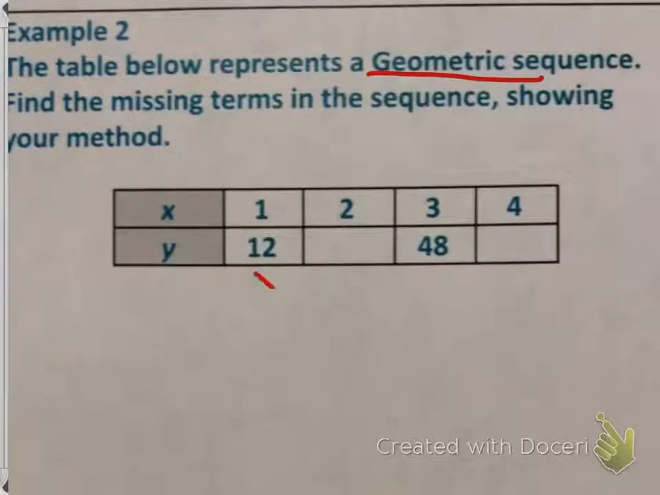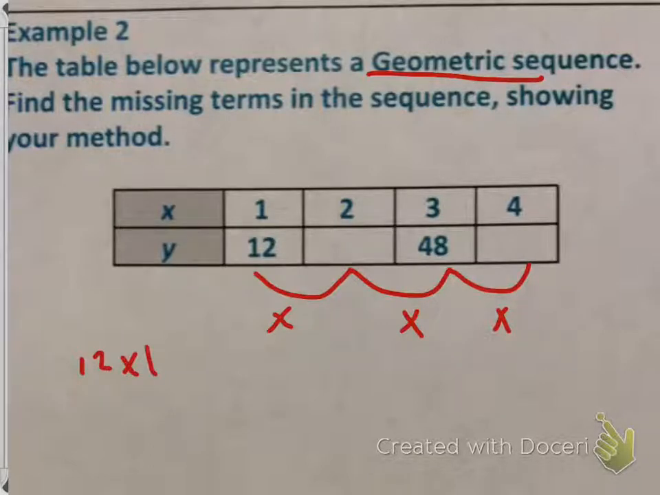Geometric means that I multiply. I multiply by something to get to here. I multiply by the same something to get to here, and then I multiply by the same number to get to here. So I'm going to look at that 12 and think, what can I multiply by? I'm going to start with the number ones. If I go 12 times 1, I get 12, which gets me this first term. If I do 12 times 1 again, I get 12 again. So I can't multiply by 1. It gives me 12 every single time.